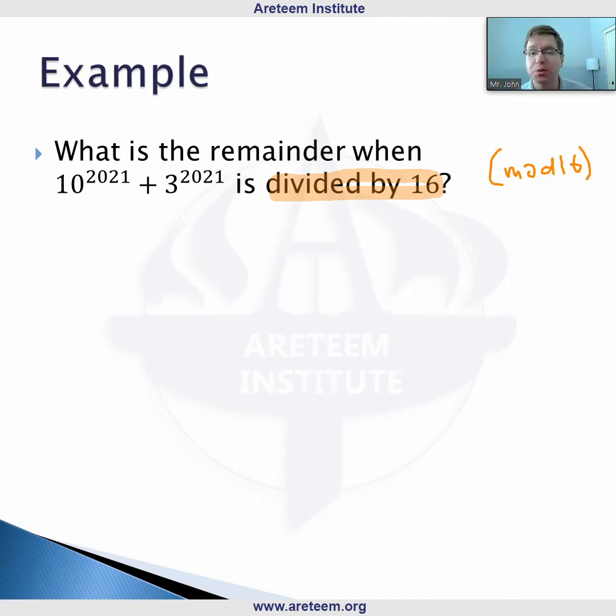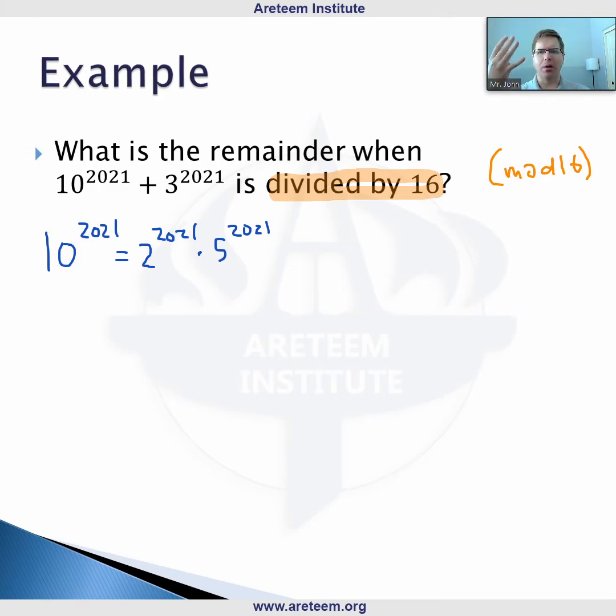Now, this example has a little bit more going on. We have two terms. We can deal with those terms separately. So let's first deal with the 10 to the 2021st power. You can find patterns, but don't forget some of your other knowledge points from number theory as well. For example, 10 is 2 times 5. So this is straight up equal to 2 to the 2021st power times 5 to the 2021st power in this case.